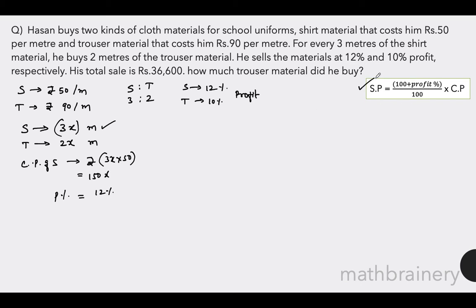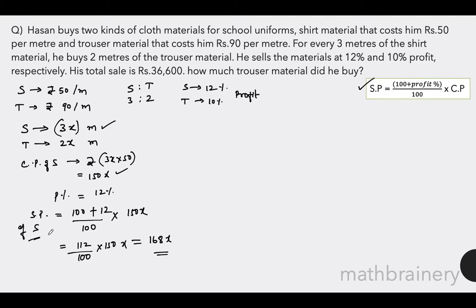So what is selling price? From this formula, selling price must be (100 plus profit percent, which is 12) divided by 100 into the cost price, that is 150x. So that's 112 by 100 into 150x. When you simplify this, you get 168x rupees. This is selling price of shirt material.